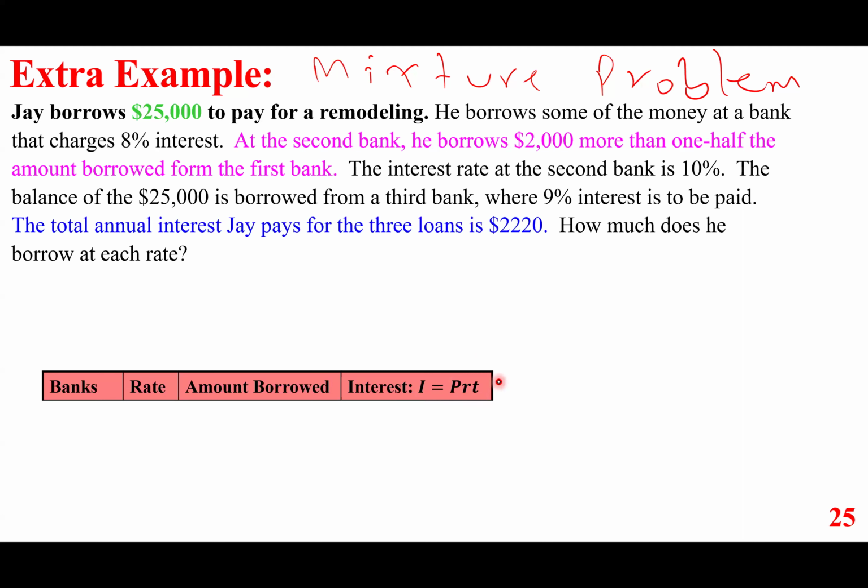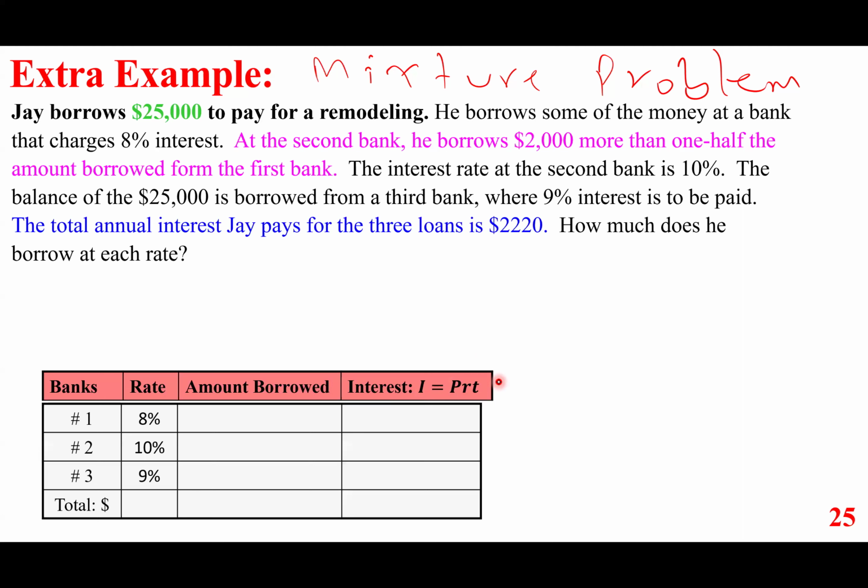So we have three different banks. The first one gives us 8%. That's the rate. The second one gives us 10%. That's the rate. And the last one gives us 9%. That's the rate. So we write the rates first.